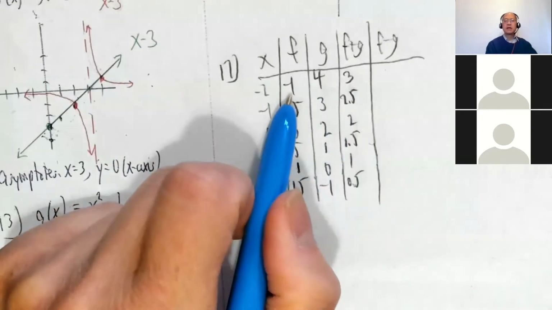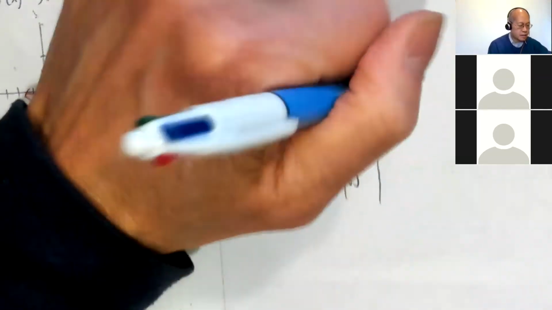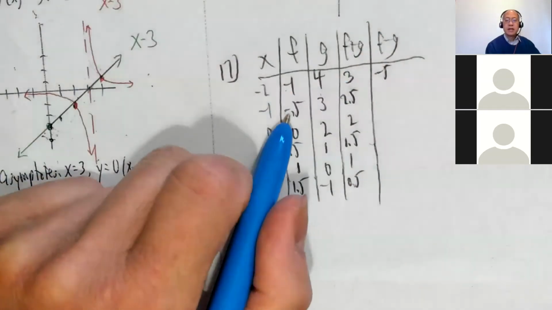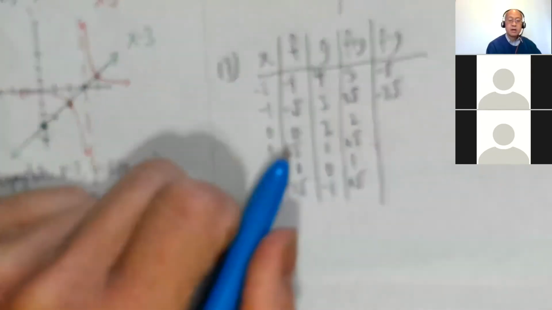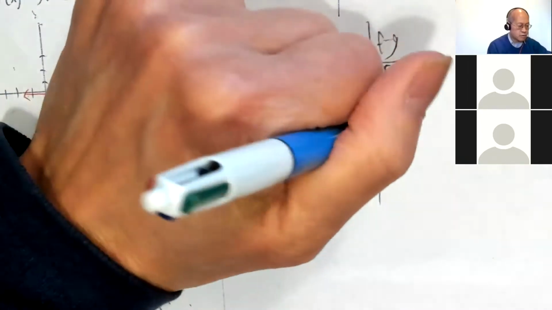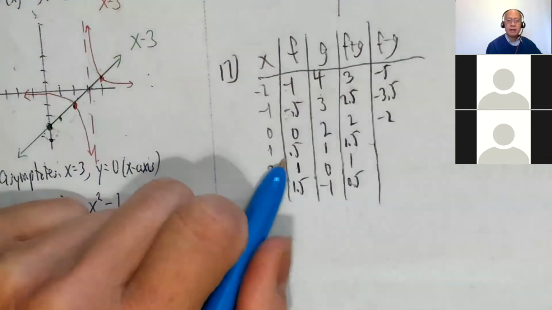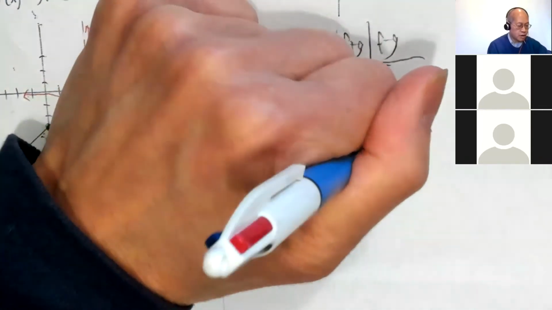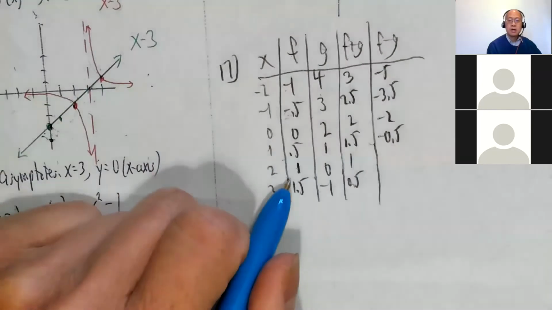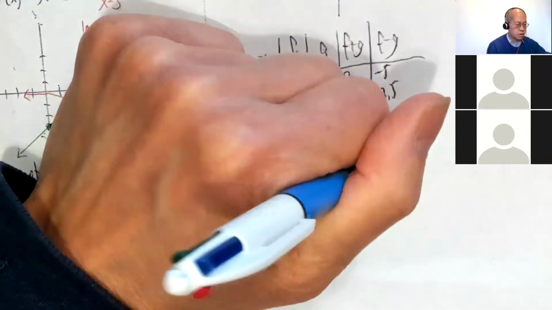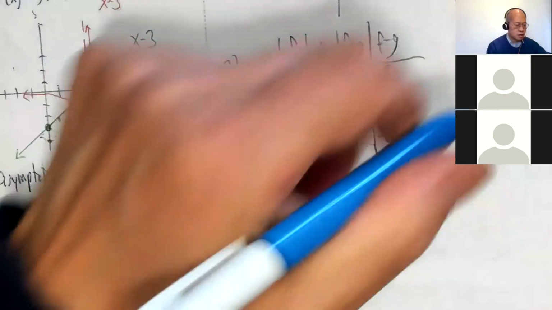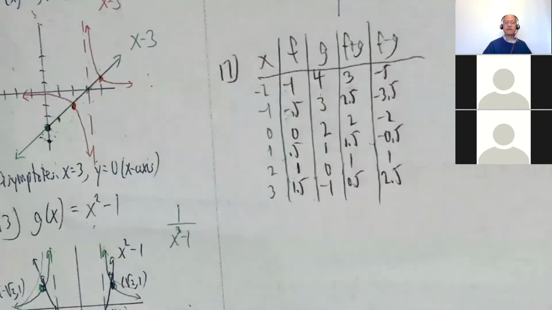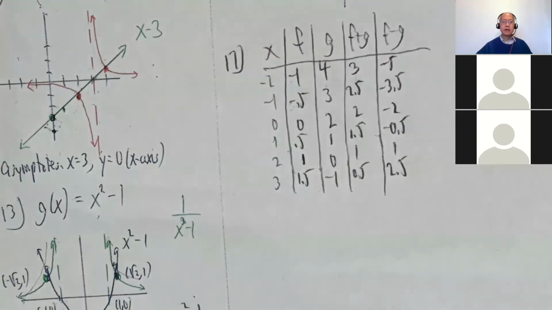F minus G, subtract. That minus that is -5. That minus that is -3.5. That minus that is -2. That minus that is -0.5. 1 minus 0 is 1. 1.5 minus a minus 1, 2.5. Okay, and you just graph it.